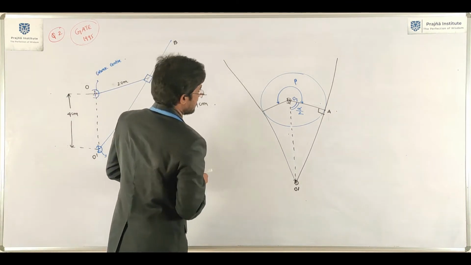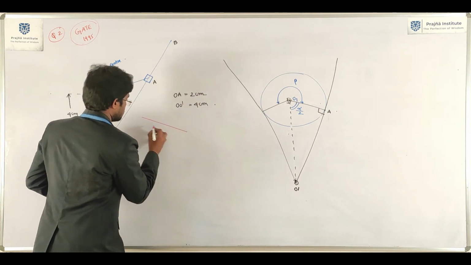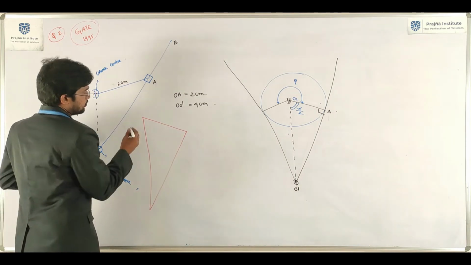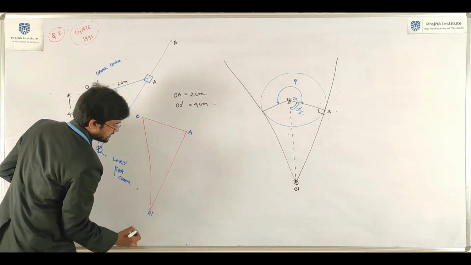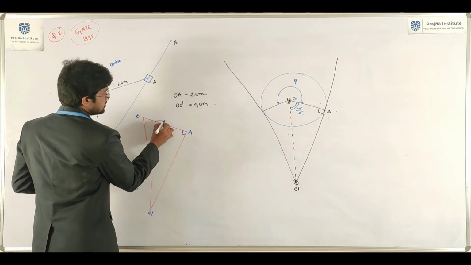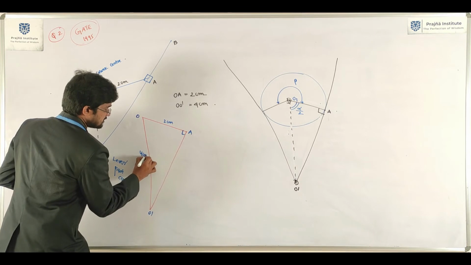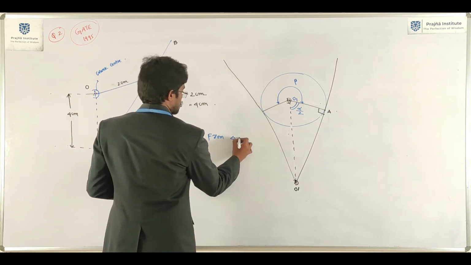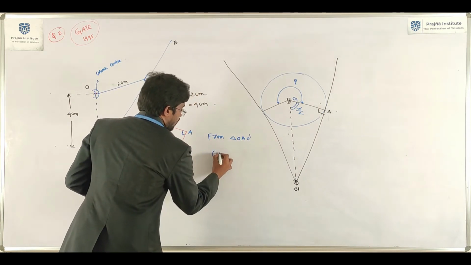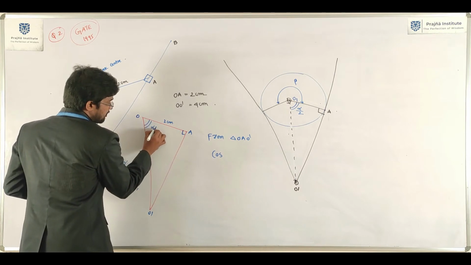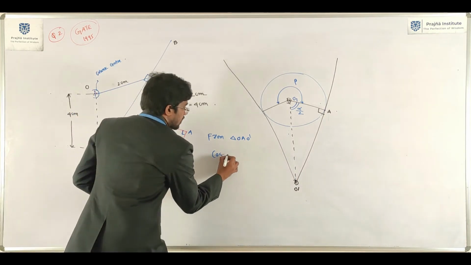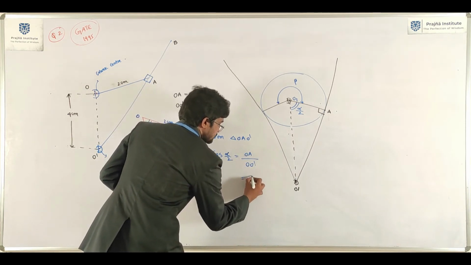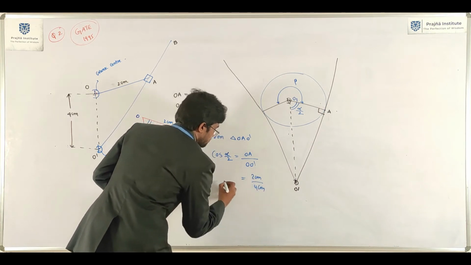First, take the triangle. Of course, we should take this triangle. Take it: O dash A O dash. Of course, it is 90 degrees, 2 centimeter, 4 centimeter. From triangle O dash, cos, of course, it is alpha by 2. Now, cos alpha by 2 equal to OA by O dash, 2 centimeter by 4 centimeter.